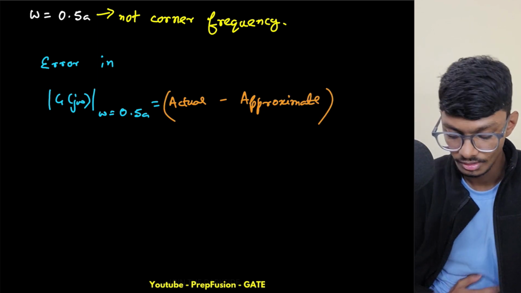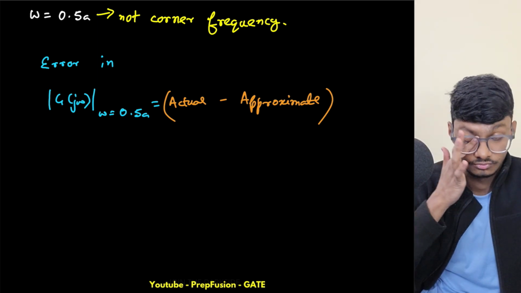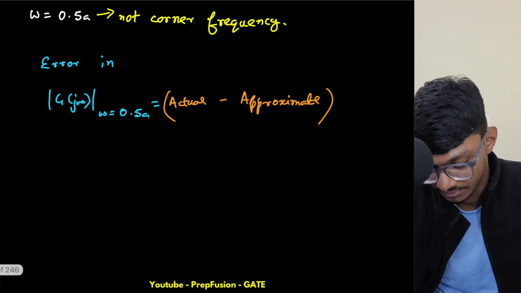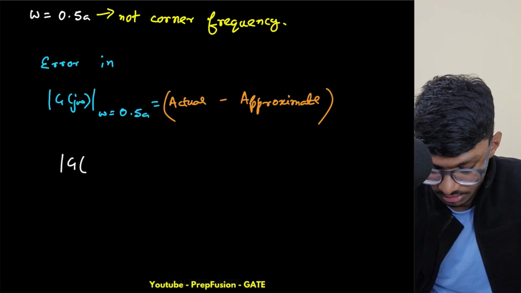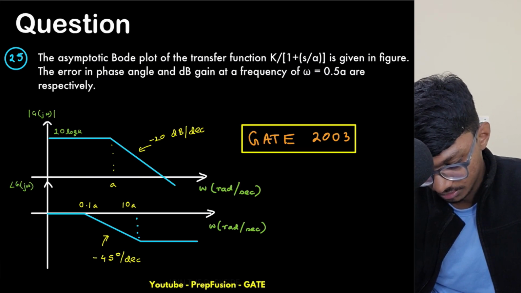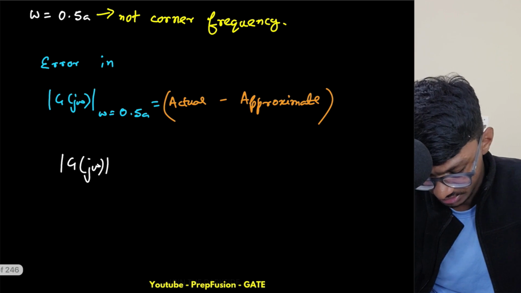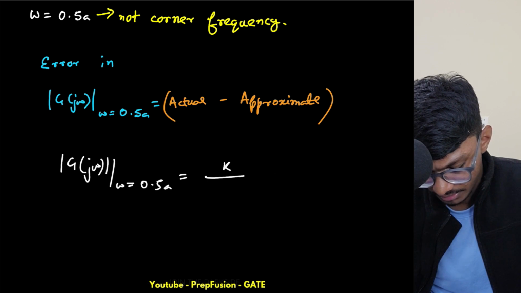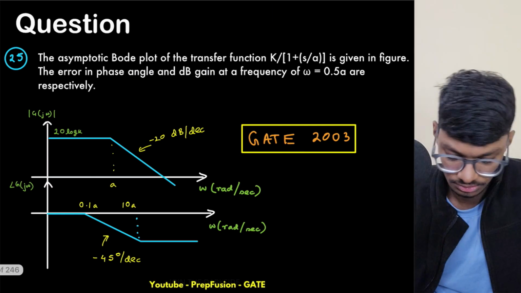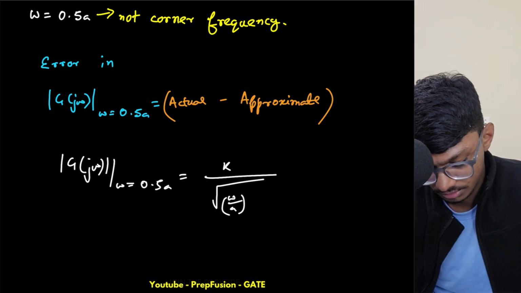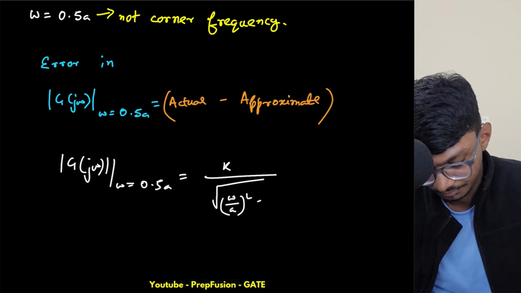Okay. So obviously what is the actual value? So actual value, you have been given the transfer function, you simply write it like that, G of j omega. They want us to find in dB, so we'll obviously convert everything in dBs. Omega equals to 0.5 a, this is k by under root of (omega by a) square plus 1.